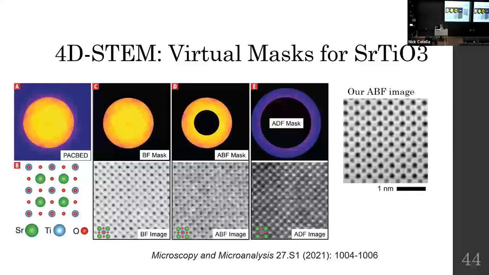And there's another technique, which I didn't cover, which is if you just use the outer ring of the bright field mask, and this is particularly sensitive to oxygen atoms. So this is going to show us where the lighter elements are in your material. And so you can get this mask here. I'm just going to do a little showing off here: these are the published data, and this is my data.